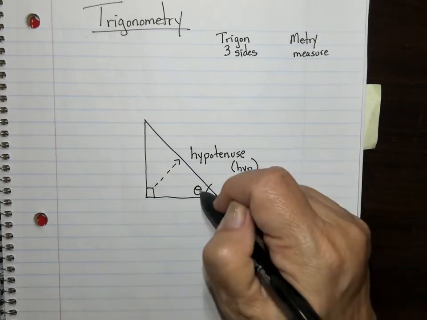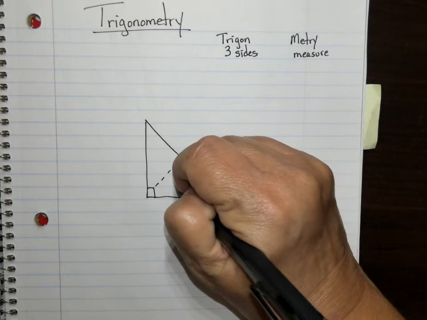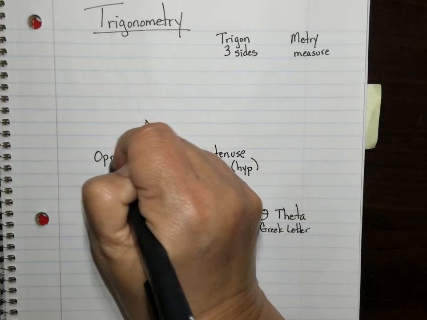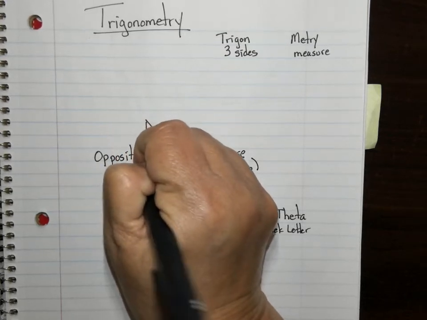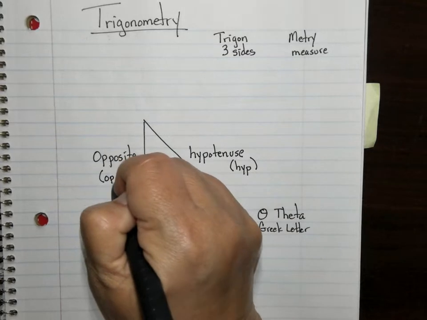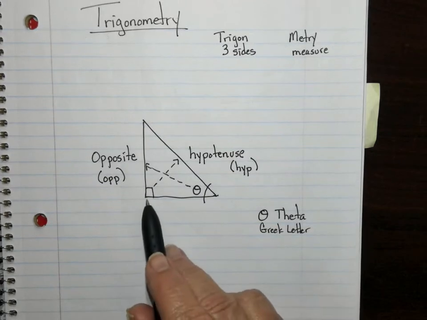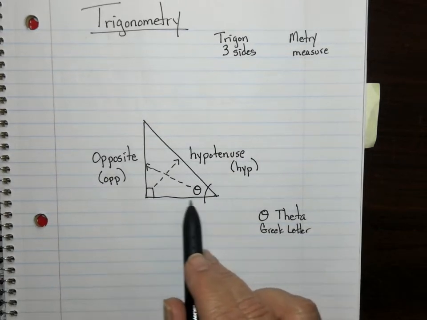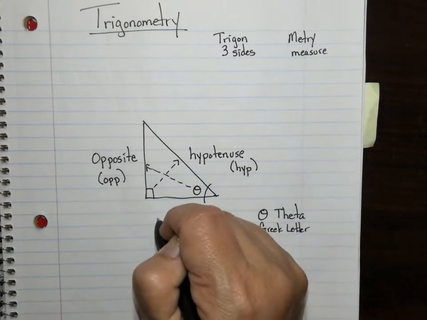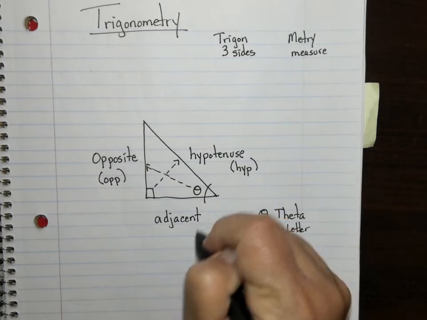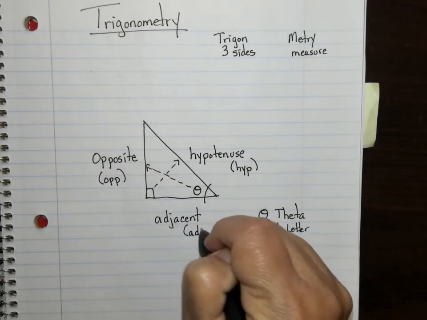And so if this angle is theta, the side that's across from the theta, this side is called the opposite. It's opposite from theta, and we abbreviate that one OPP, opposite. And then this side, the side that is next to theta but is not the hypotenuse, that is called adjacent, because adjacent means next to, and we abbreviate that ADJ, adjacent.